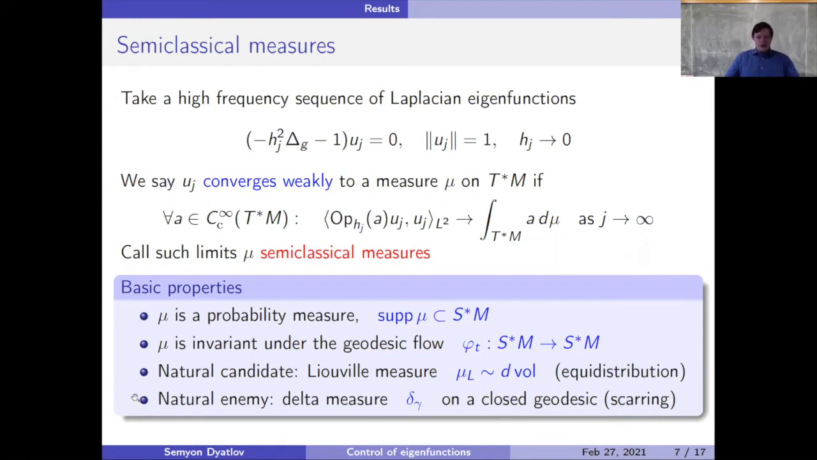Now, what's the worst thing that could happen from this point of view? Well, the most localized an invariant measure can be is a delta measure on a closed geodesic. And if you have a sequence converging to one of those, that's called scarring. And then there's plenty of stuff in between. So there's a very rich set of invariant measures under the geodesic flow of a negatively curved surface.